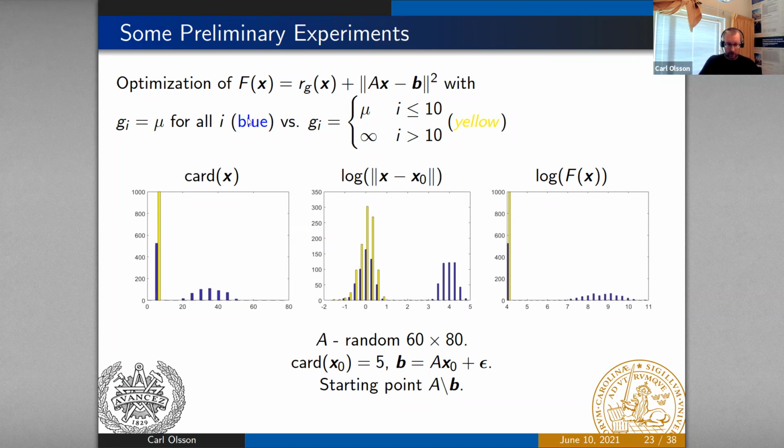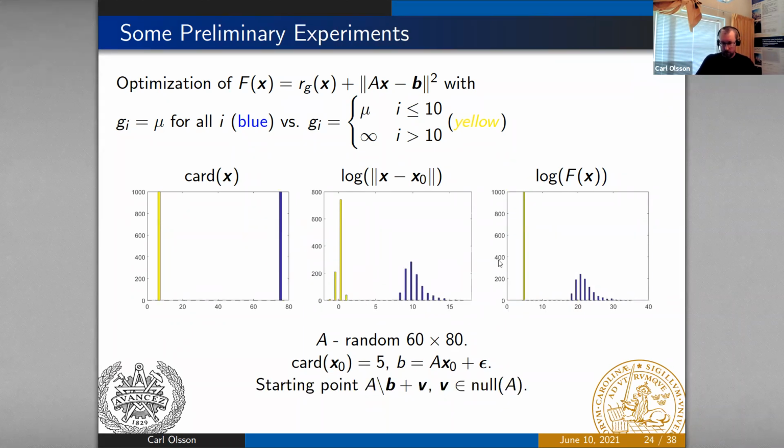then all of a sudden things get worse. So now the blue one gets stuck in high cardinality points. And indeed you do get, like, this is the distance to ground truth, and this is the objective value. So you do get really bad solutions here, which, to me, was a complete surprise when I saw this the first time. But the yellow one is able to recover.